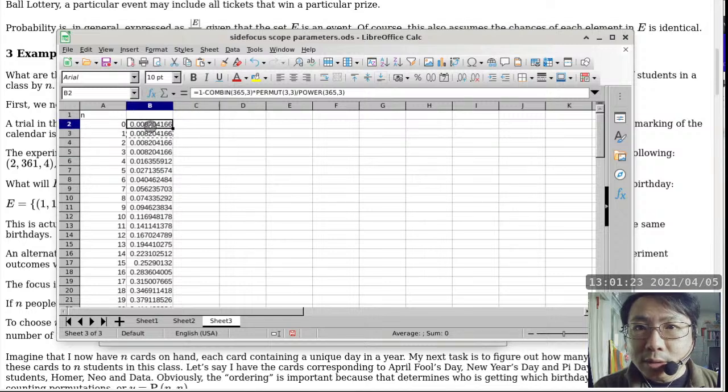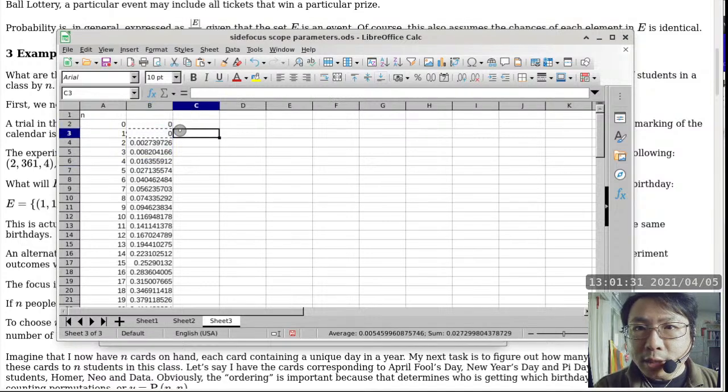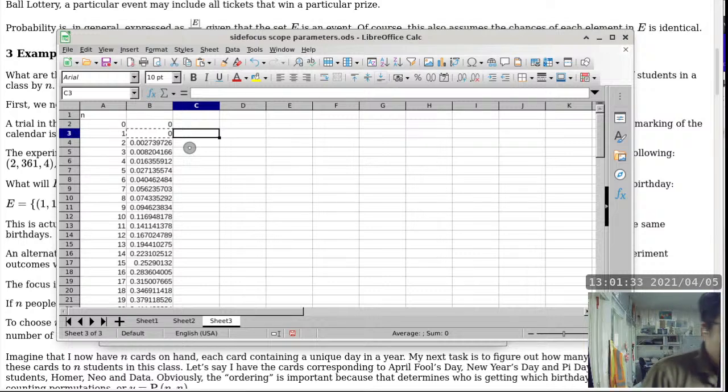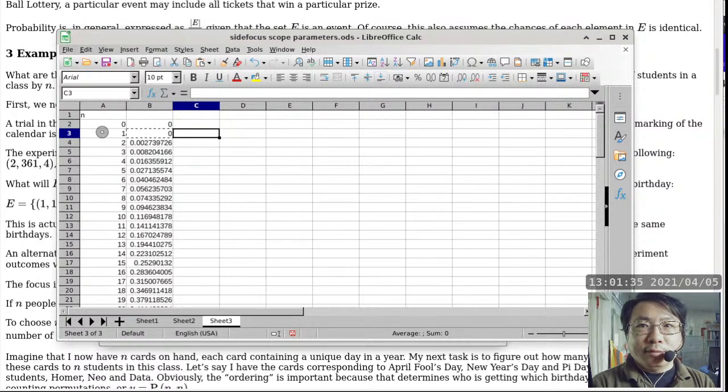No, that doesn't make sense. That does not make sense. Oh, because those are still constants. Okay, never mind. There we go. So now we have, and then this is the probability.